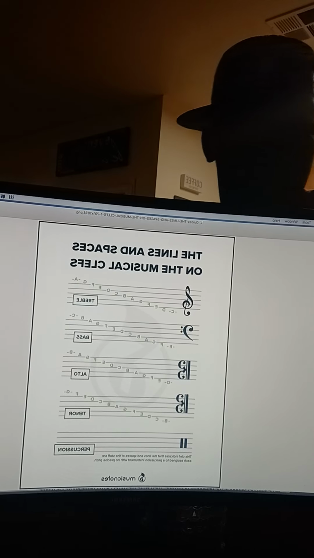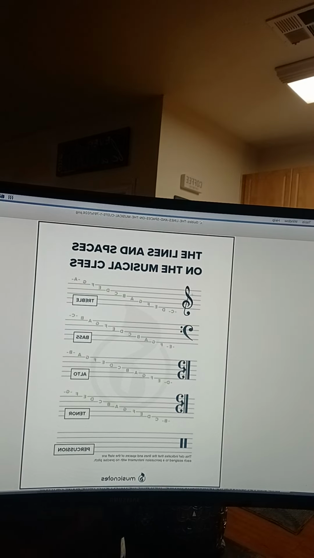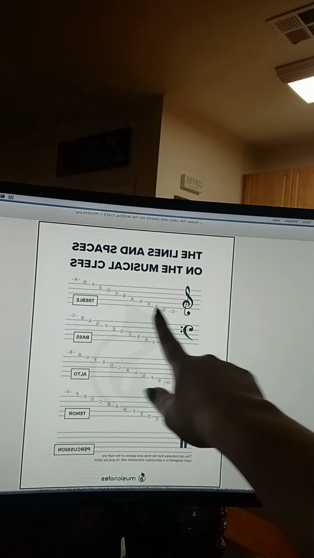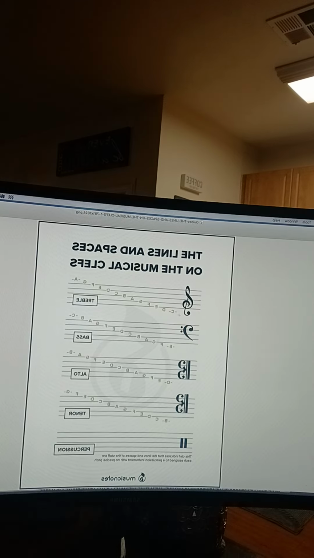Okay, cool. So this first symbol at the top is called a treble. These lines are called a staff, but when you put a symbol in front of it, it's called a clef, a musical clef, right? So this is a treble clef. When I see that, I know in my head what instruments can play all of the notes on this particular staff.